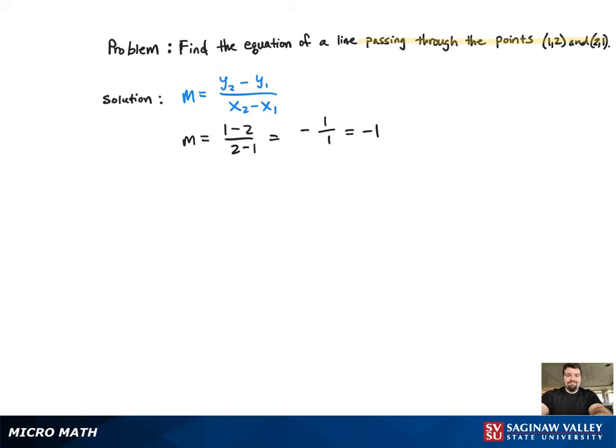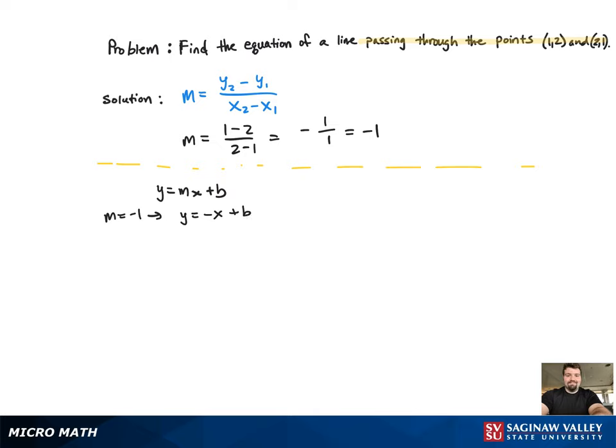Now that we have the slope and we have a point, we're good to just plug in the information into the slope-intercept form equation. So we're going to start off by plugging in m equal to negative 1. That gives us y equals negative x plus b.